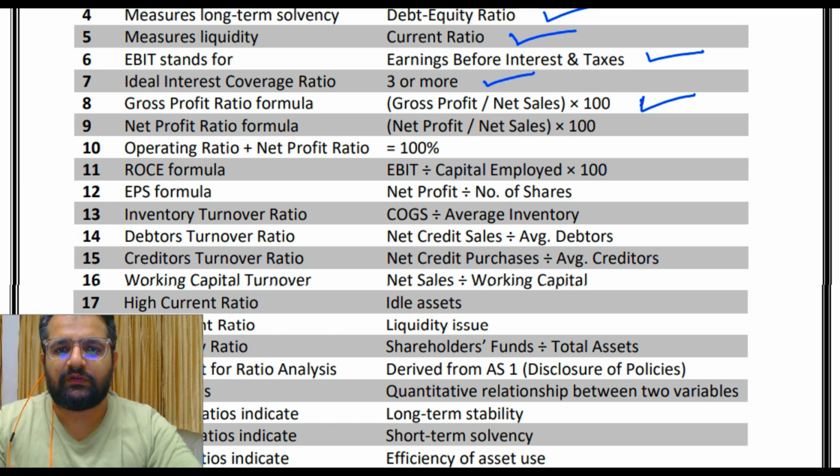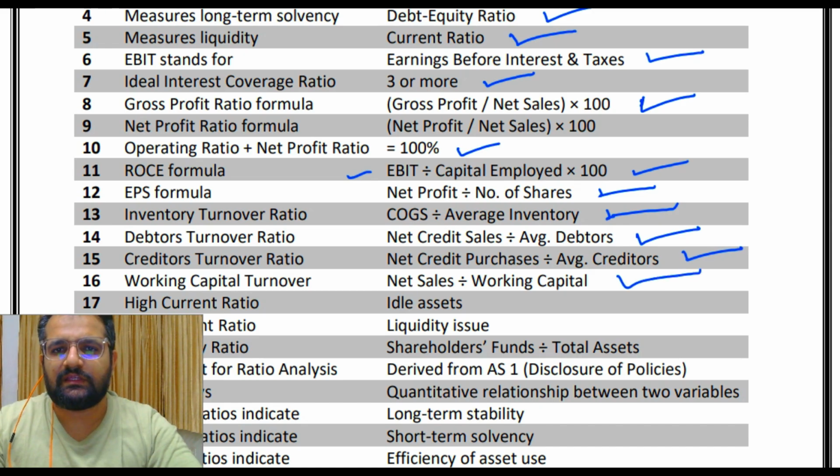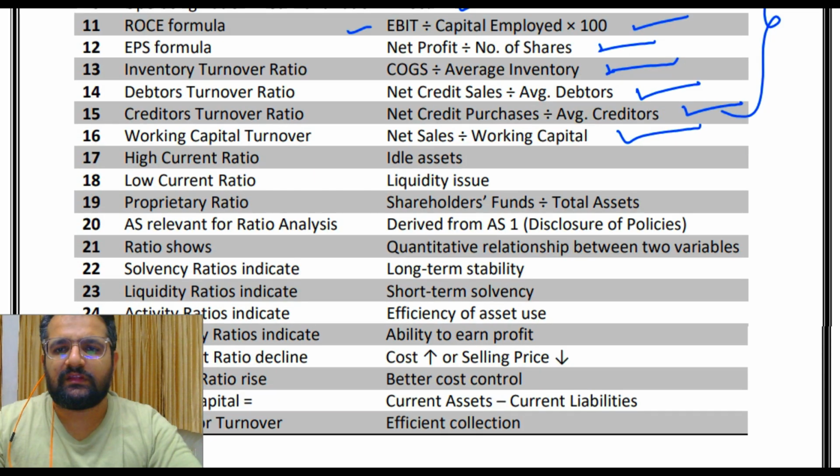Operating ratio plus net profit ratio is 100%. ROCE formula: EBIT divided by capital employed into 100. EPS formula is net profit divided by number of shares. Inventory turnover ratio is cost of goods sold divided by average inventory. Debtors turnover ratio: net credit sales divided by average debtors. Creditor turnover ratio: net credit purchases divided by average creditors. Working capital turnover: net sales divided by working capital. We have seen all of these formulas just a few minutes back. Okay, but you can revise them again so that you will not forget. The formulas are very easy.